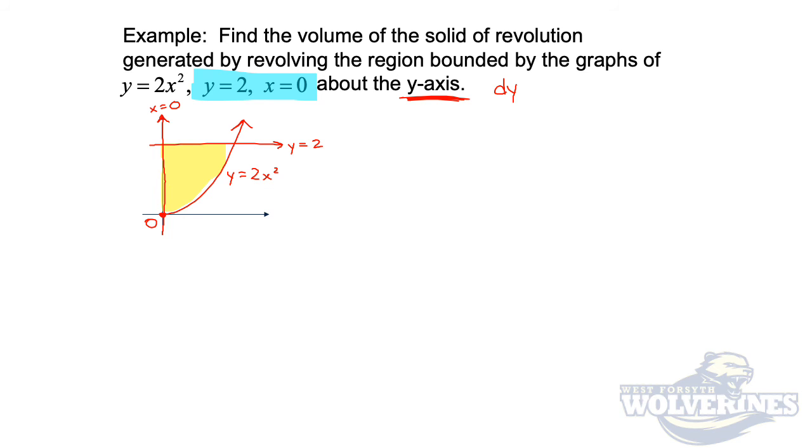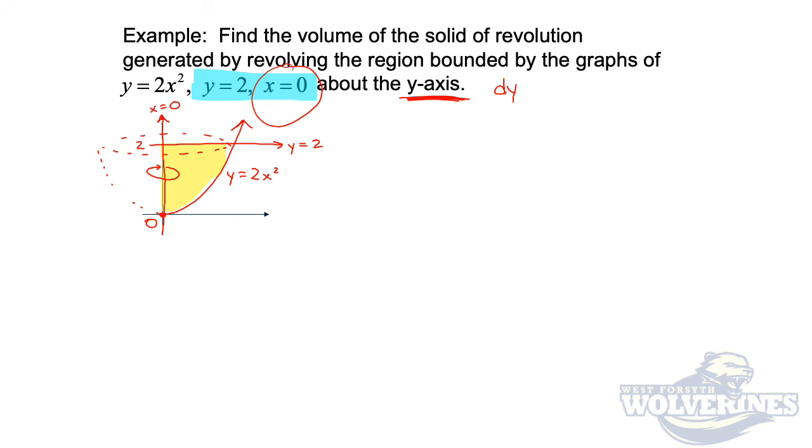I have y equals 2x squared, and that's still the same thing. Y equals 2 is a horizontal line up there. And then we've got x equals 0, vertical line over to the side. But also, we're going to be revolving around a vertical line, the y-axis, also known as x equals 0. Okay, so again, our axis that we're going to be revolving around is one of the boundaries of the figure.